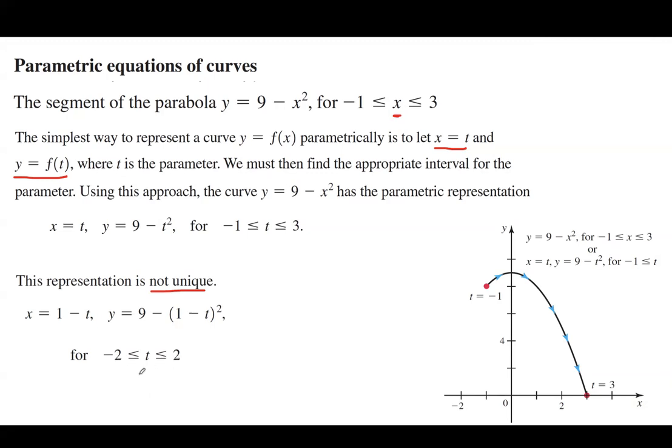The whole point is for you to understand that this representation is not unique. You can represent this curve using x = t and y = 9 - t squared, or you can set x = 1 - t, and your y becomes 9 - (1 - t) to the second power. You can simplify this or leave it as it is. The most important part is that t is bounded between -1 and 3 when x is equal to t, but this changes if you set x to be 1 - t. Now t is bounded between -2 and 2, not -1 and 3.